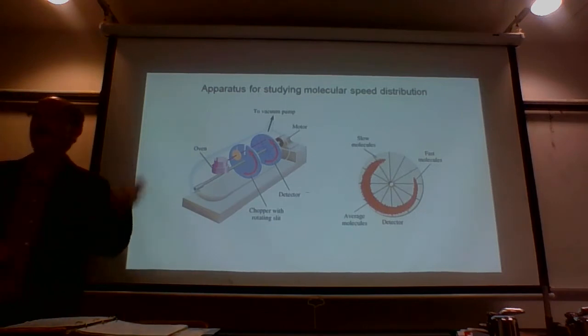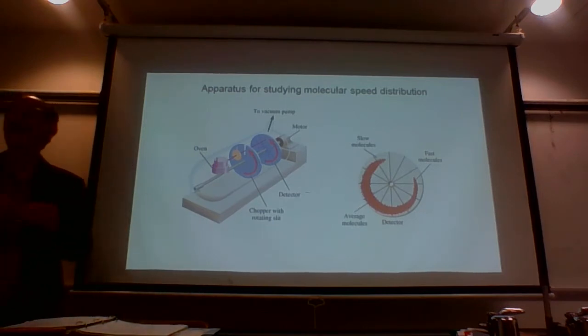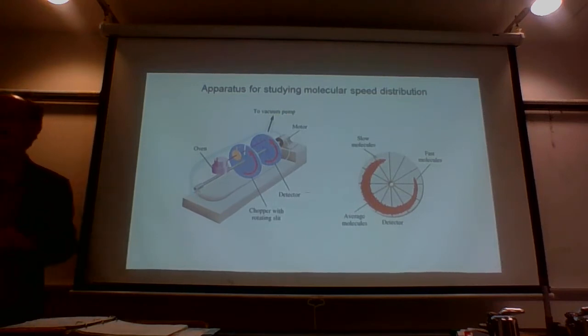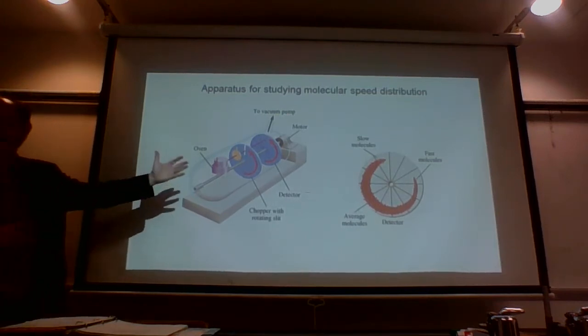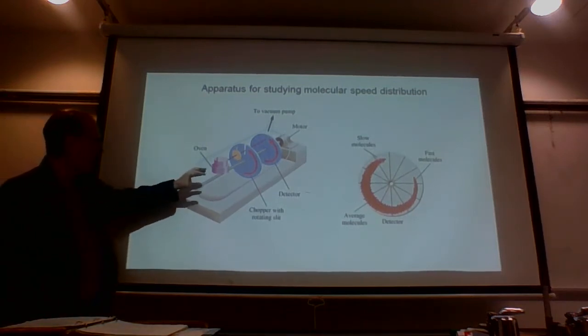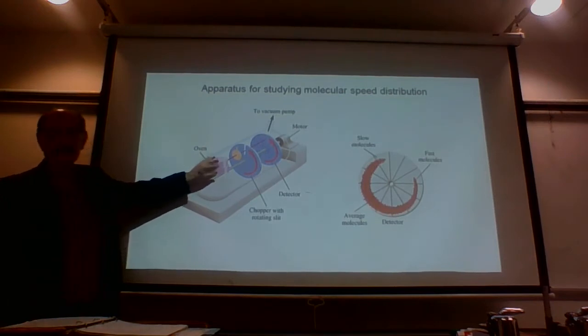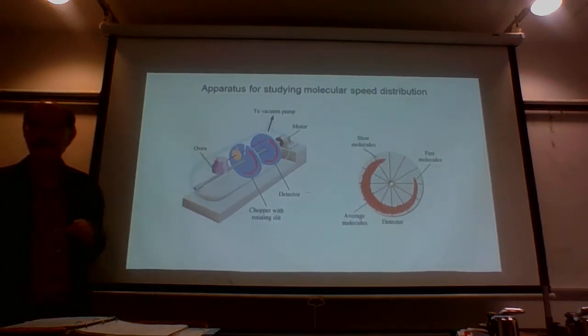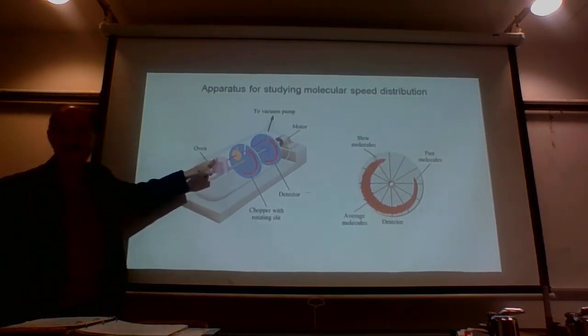So let me show you one way that we can use to get a view of what molecular speeds look like. And this is a sketch of the type of apparatus you would use. Of course, it's not like this, but it's a sketch, right? So essentially what you have is a sample of gas that's going to be heated at a certain temperature in an oven and allowed to exit through a small opening on one side of that oven. That's over here, all right?